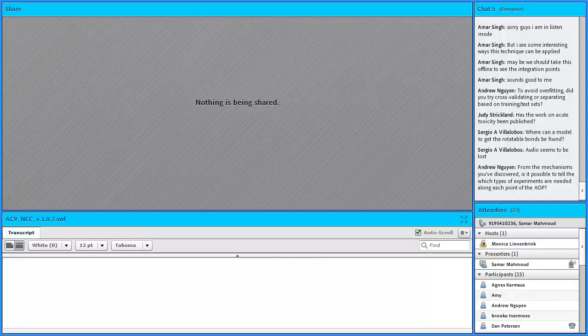So the one from Andrew is, to avoid overfitting, did you try cross-validating or separating based on training/test sets? Yeah, so for example, with regards to the hepatotoxicity model, in the first instance, the rules were generated from cross-validation. We had a five-fold cross-validation model to generate the original rules, and then we took the rules from the models that performed the best in each. We ran that 100 times, in 100 iterations, and in each iteration, the model that performed the best, we selected to generate the rules.